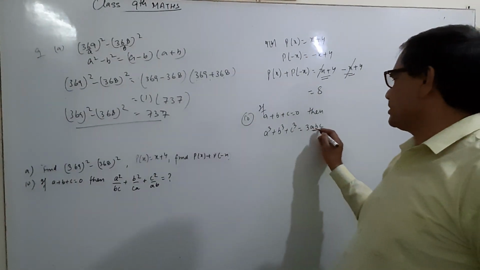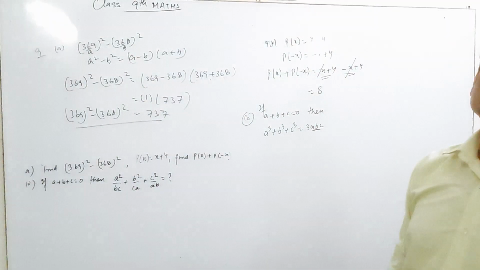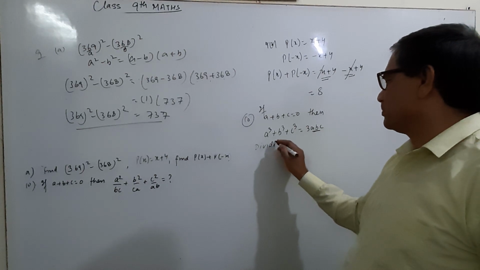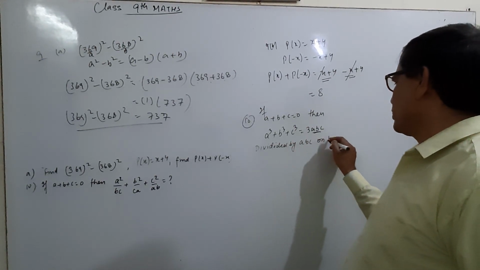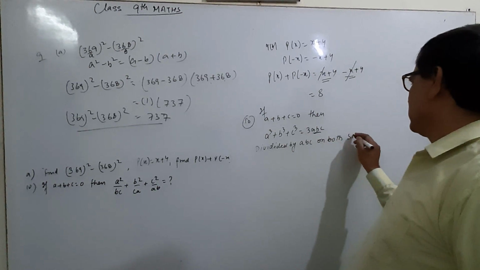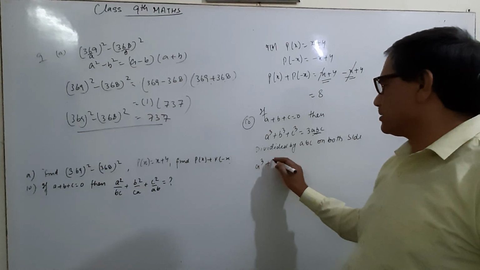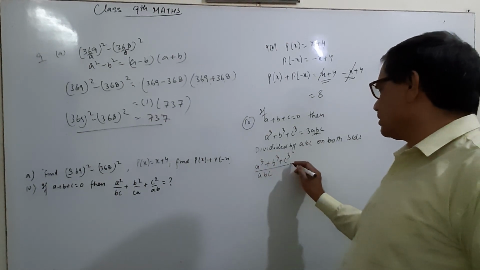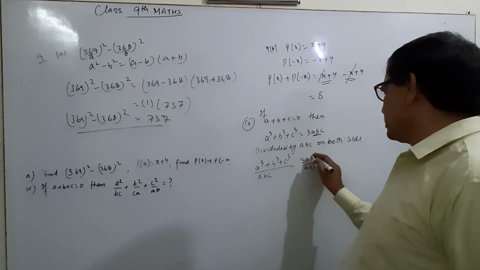This 3ABC will be here on the right hand side, transfer to the left hand side. So that will be divided, or we can say divided by ABC on both sides. Here is 3ABC. It means A cube plus B cube plus C cube upon ABC is equal to 3ABC upon ABC.